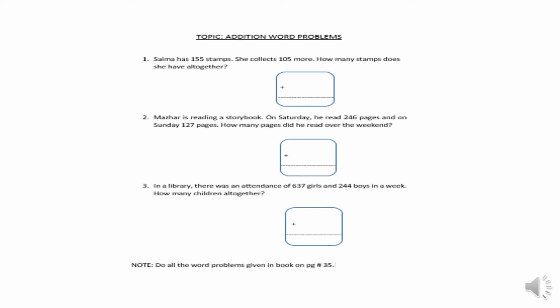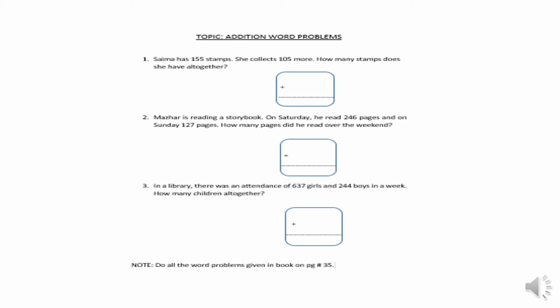Now there are some addition word problems in your booklet on page number 24. The first word problem is: Saima has 155 stamps. She collects 105 more. How many stamps does she have altogether? You have to add these two numbers and find the total number of stamps she has collected. She has 155 stamps and she collects 105 more.